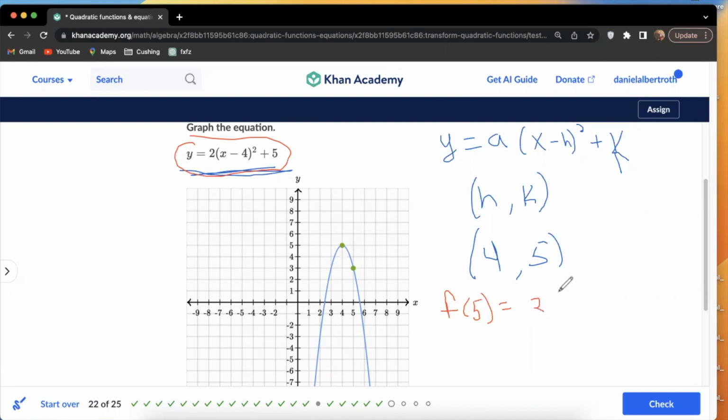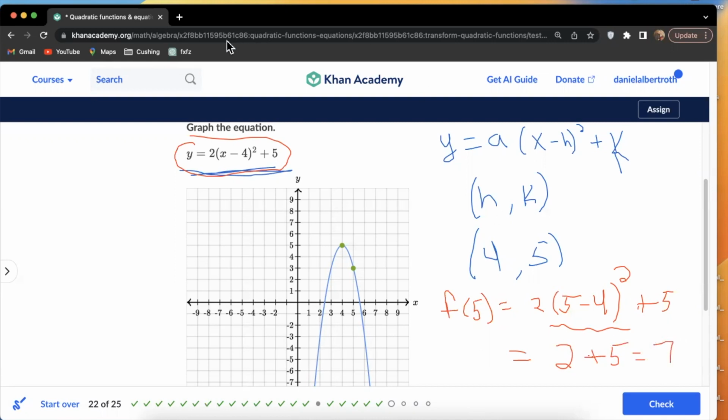So I'm going to get 2 times (5 minus 4) squared, plus 5. Using order of operations, the 5 minus 4 in parentheses becomes 1. 1 squared is 1, because 1 times 1 is 1. So this all becomes 1, and that's multiplied by 2. This becomes 2, because it's 2 times 1, plus 5.